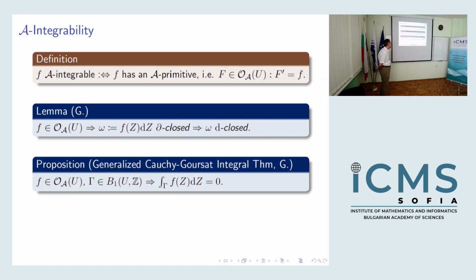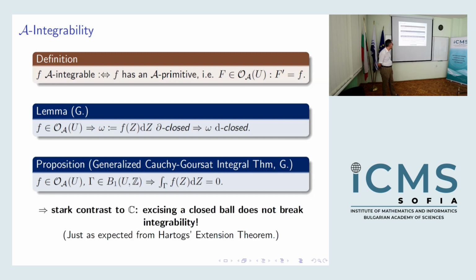So one consequence of this is a generalized form of the Cauchy-Goursat integral theorem. So if you have an A-holomorphic function and if you integrate over a boundary, then the integral vanishes. And now think about the fact that we are no longer in the complex plane, but we are in higher dimensions. And so one consequence of this is not entirely unexpected. There's of course a stark contrast to the complex plane.